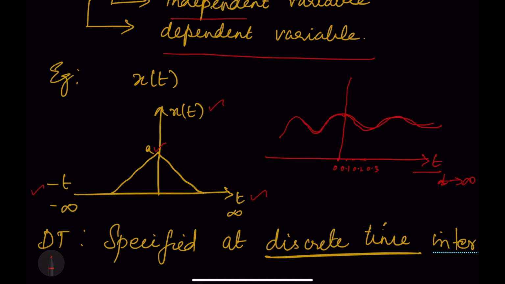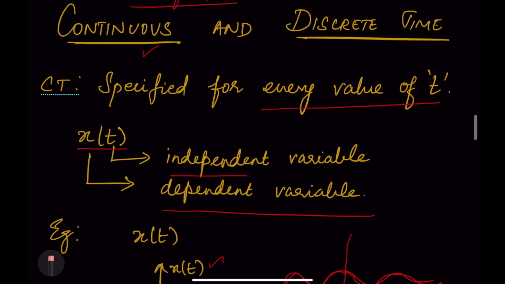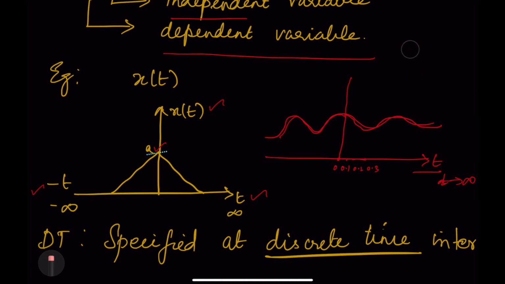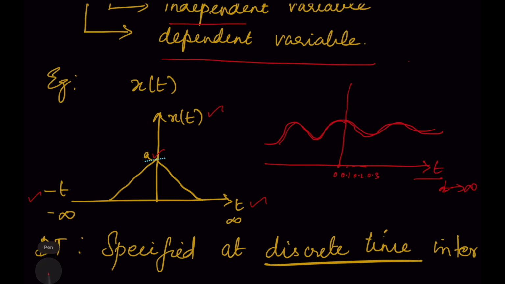A continuous time signal is where you have the signal specified for every value of t. So that is a continuous time signal. Your speech signal, your sine waveform, your cosine waveform, all these are the best examples of continuous time signals.